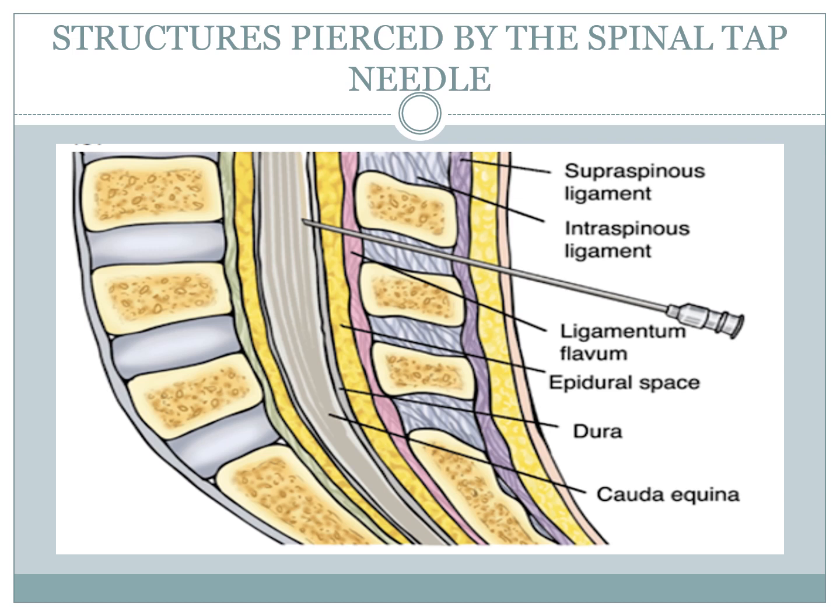Now these are the structures that are pierced by the spinal tap needle. First of all, skin and fascia, then supraspinous ligament, then interspinous ligament, then ligamentum flavum, and then the epidural space, meaning outside the dura. It is filled with fibrofatty tissue. Then this is the dura, and this is the arachnoid mater. That's it. Thank you so much.